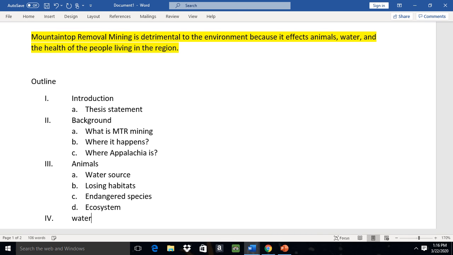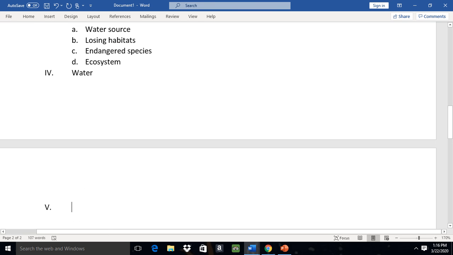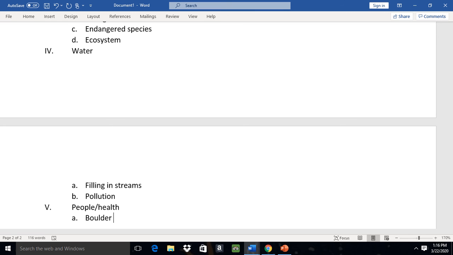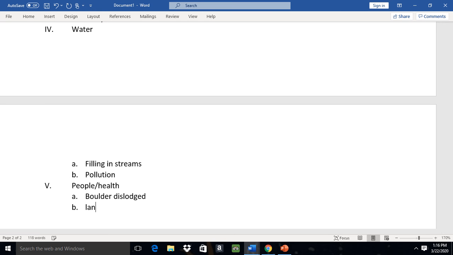So the next point, you would follow your thesis. The next point would be talking about water. So that might be filling in streams. That might be pollution. And then my final point would be people and health. And that could be things like, remember in Hillbilly, they talked about the boulder that hit that home. It was dislodged, landslides, etc. And then we would have our conclusion.